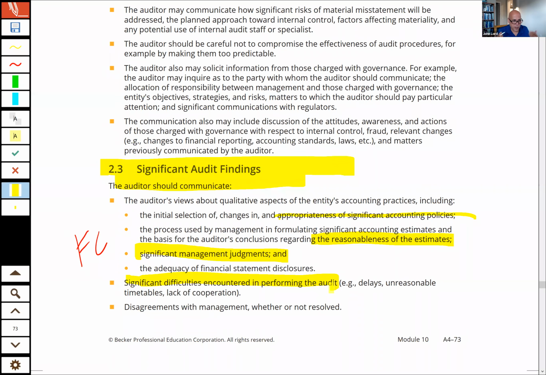Look, we get the audit done on time and all that, but meanwhile, management was very difficult to work with. Their accounting records were in such a state that we had to do additional audit work. That's the kind of thing that the board of directors needs to know. Information and control environment, it's going to work its way down through the rest of the accounting process, right? Disagreements with management, whether or not resolved.